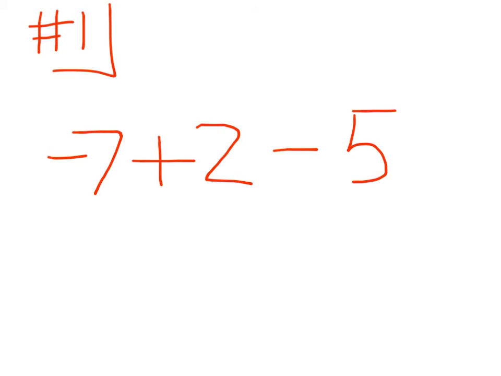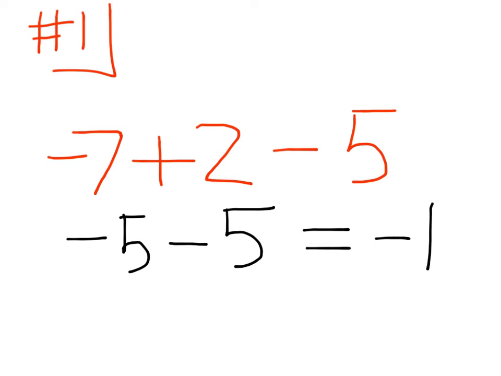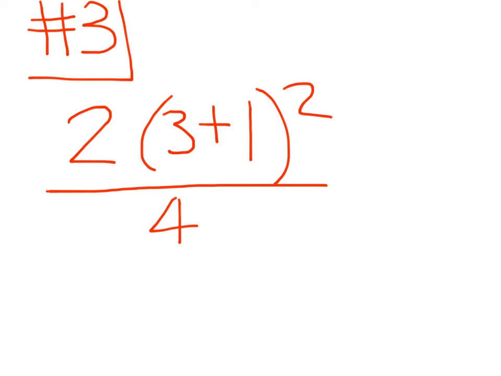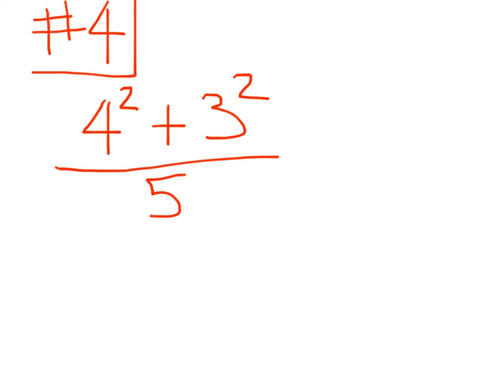Speed problems. Okay, number 1. Real fast. Negative 7 plus 2 would give you negative 5. Minus 5 is going to give you negative 10. Number 2. The answer to this one was 6. Number 3. The answer for that one was 8.